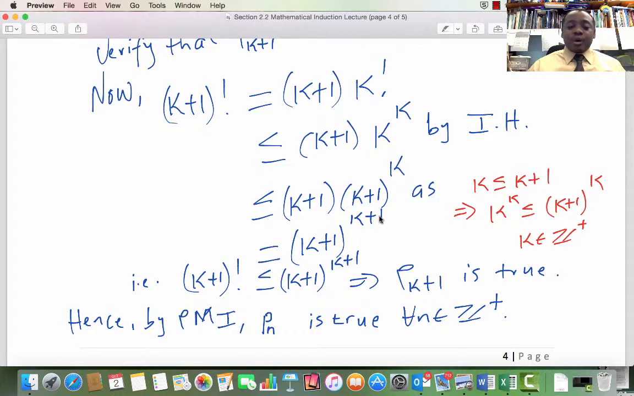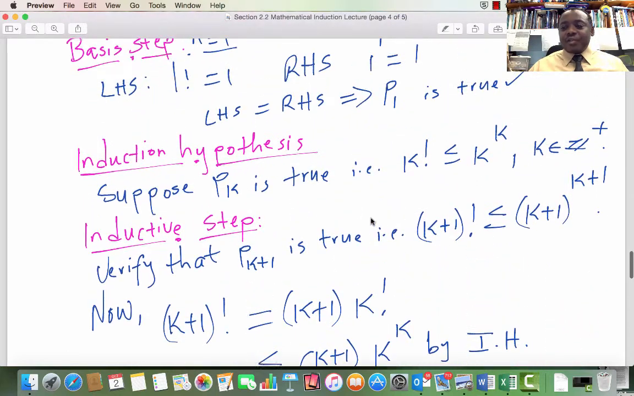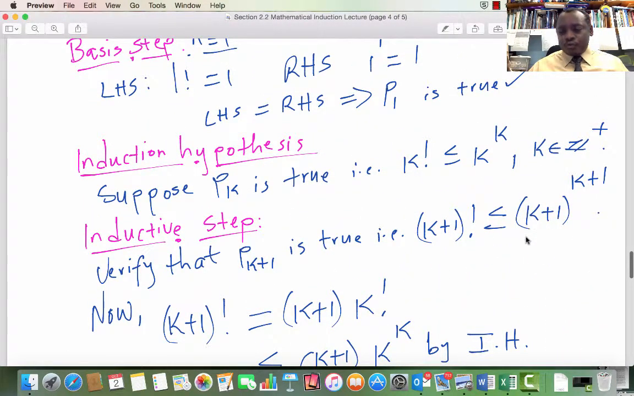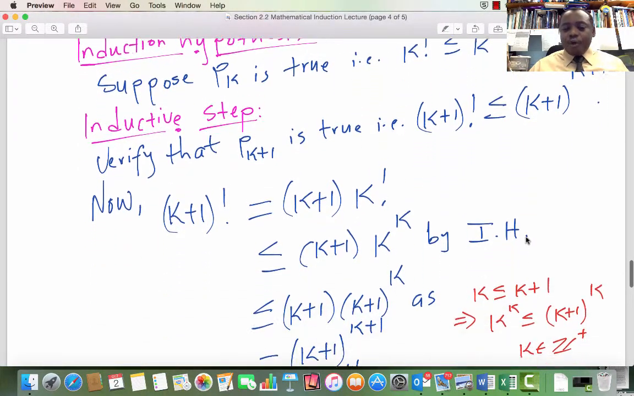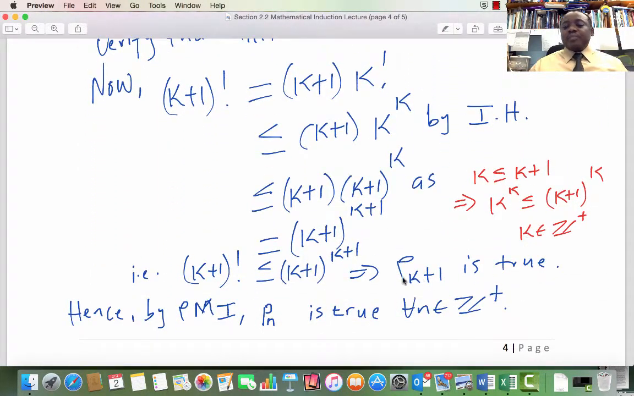What have we done effectively? Effectively, we have shown that k plus 1 factorial is less than or equal to k plus 1 raised to the power k plus 1, and that is exactly what we set out to prove. Therefore, we can conclude that P(k plus 1) is true. Hence, by the principle of mathematical induction, P(n) is true for every positive integer n, and that concludes our proof.